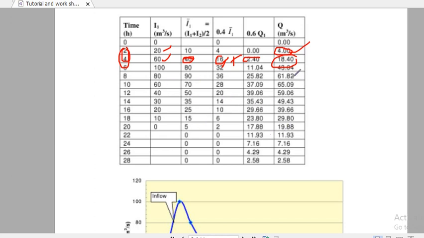Then among these discharges the largest value, 0.9, is said to be the peak discharge. This discharge can be used to design a spillway, or a culvert, or any hydraulic structures. So this is flood routing.